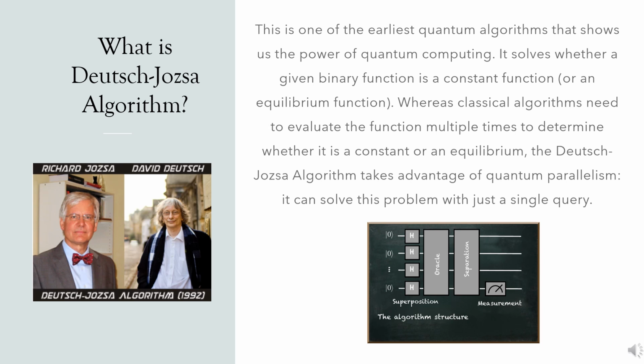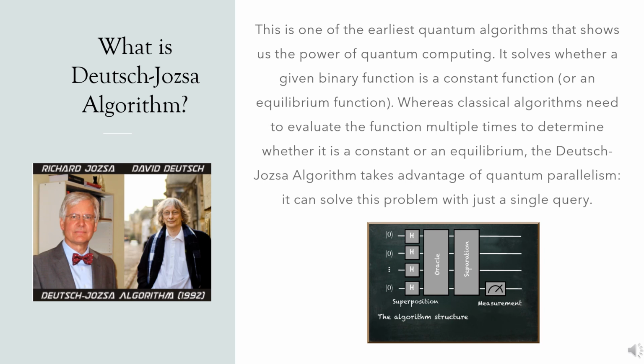I will introduce and show you the Deutsch-Jozsa algorithm. What is the Deutsch-Jozsa algorithm? It is one of the earliest quantum algorithms. It shows us the power of quantum computing. It solves whether a given binary function is a constant function or a balanced function.